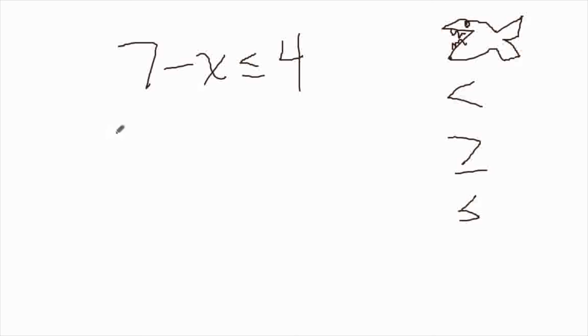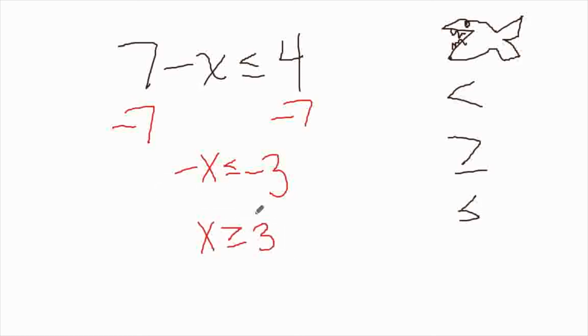Let's try subtracting 7 from both sides. So we get minus x is less than or equal to -3. Now we don't like the minus in front of the x, so we're going to multiply both sides by -1. When I do that, I'm going to remember to flip the direction of the inequality, and that gives a much nicer, simpler inequality.